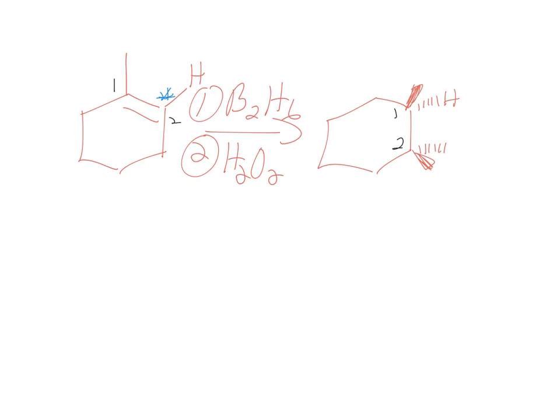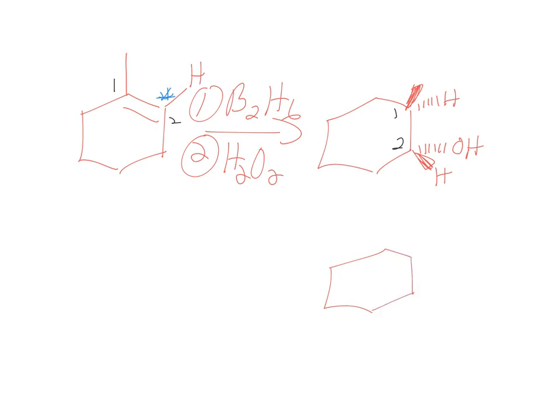Then what's going to be cis or syn to the H? The OH. Right? The OH and the H added syn. And notice the OH, of course, ends on the less substituted carbon. Now what's the other product we need to draw here?